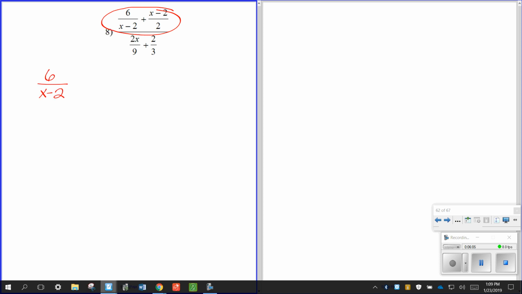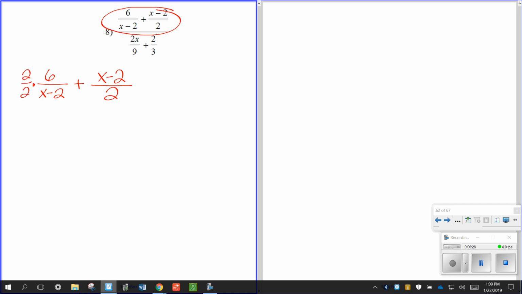Well, that first one, its denominator is x minus 2, and the other fraction, its denominator is just 2. They're not the same. There's no factor of x minus 2 that I can multiply by 2, or multiply to get 2, so I have to multiply by 2.